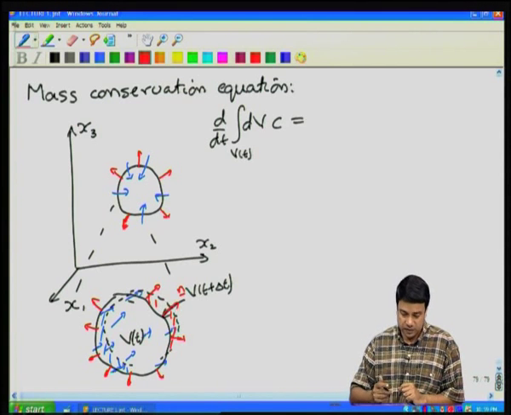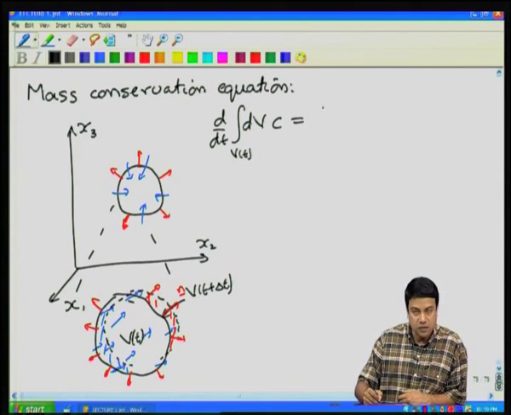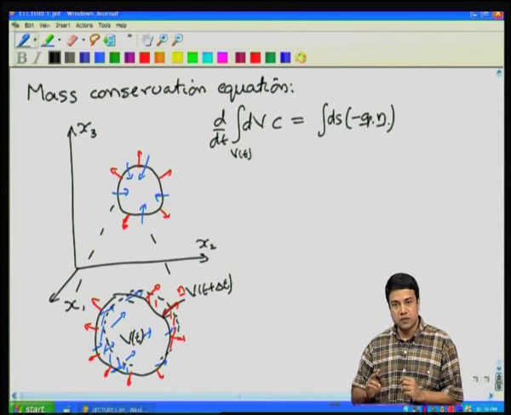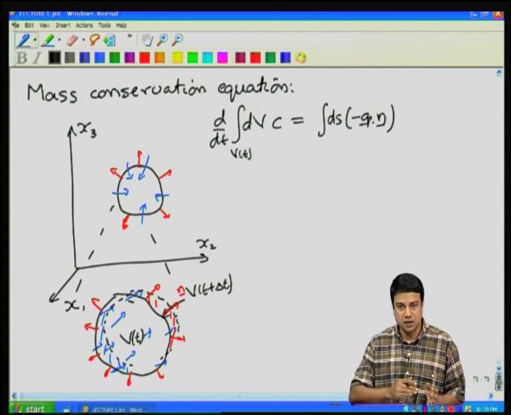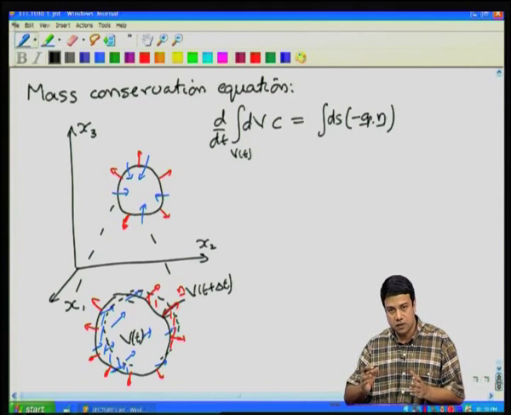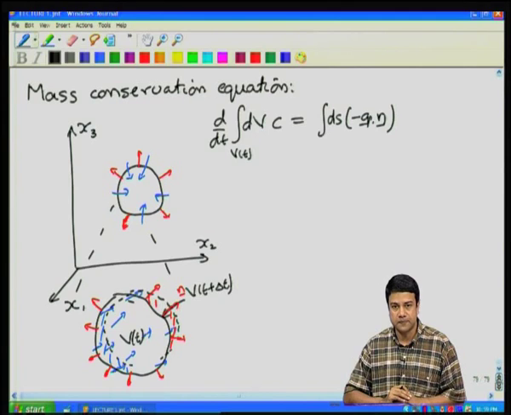So, the net increase in mass within this volume is going to be the integral over the surface of minus q dot n. If q is along the direction of n, there is a decrease in mass within this volume. If q is opposite to the direction of the outward unit normal, there is an increase in mass within this volume.